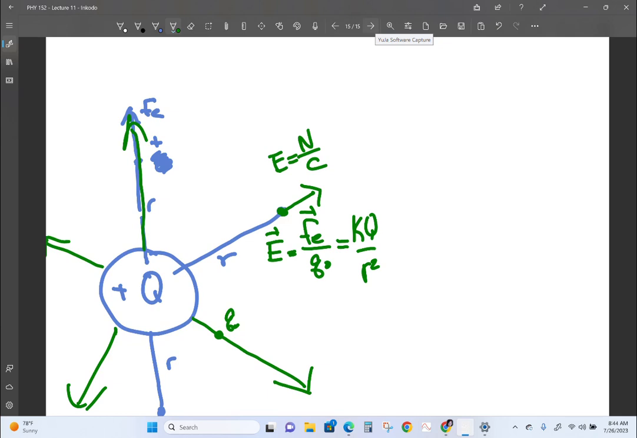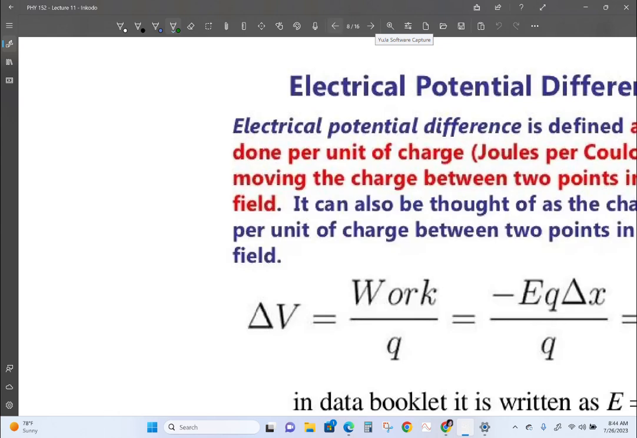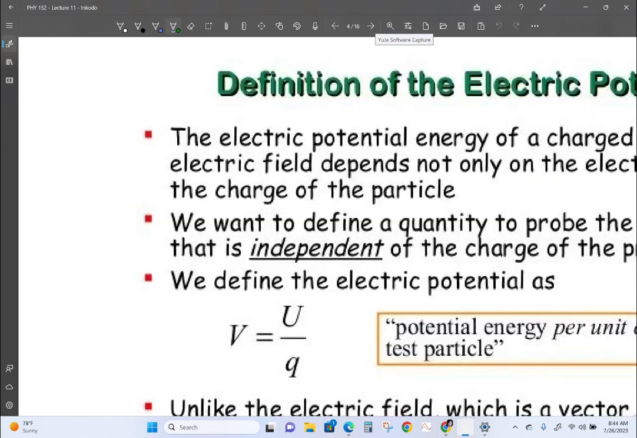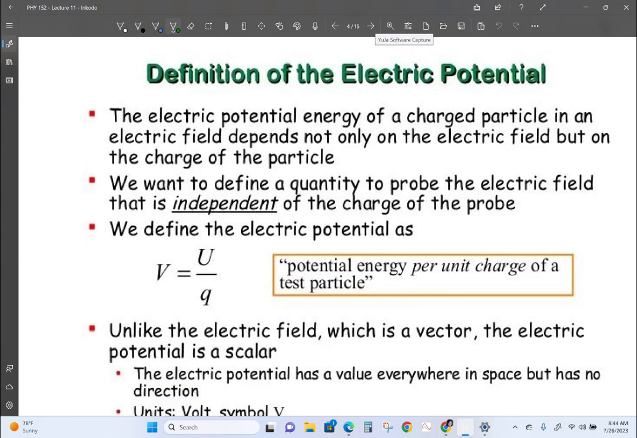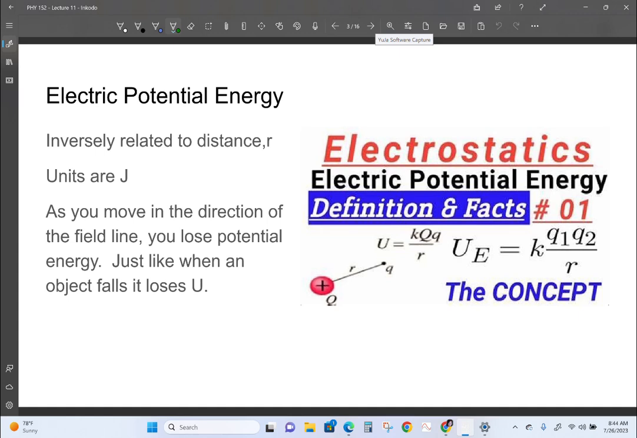So our next term is going to be electric potential energy. So let's talk a little bit about that. And we'll go back to electric potential energy, and let's review what we know about gravitational potential energy.